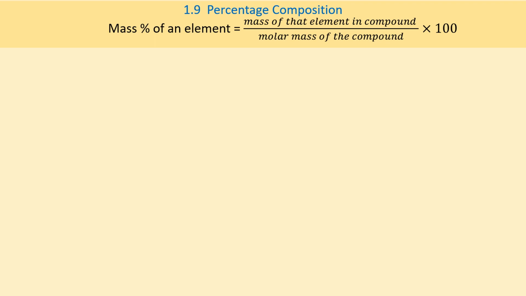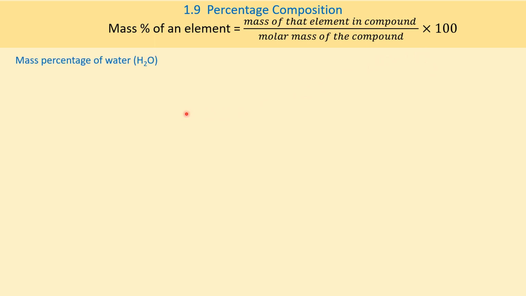For known compounds also, such information provides a check whether the given sample contains the same percentage of elements as present in a pure sample. In other words, one can check the purity of a given sample by analyzing this data. So, mass percentage of an element will be equal to the mass of that element in compound divided by molar mass of the compound into 100.